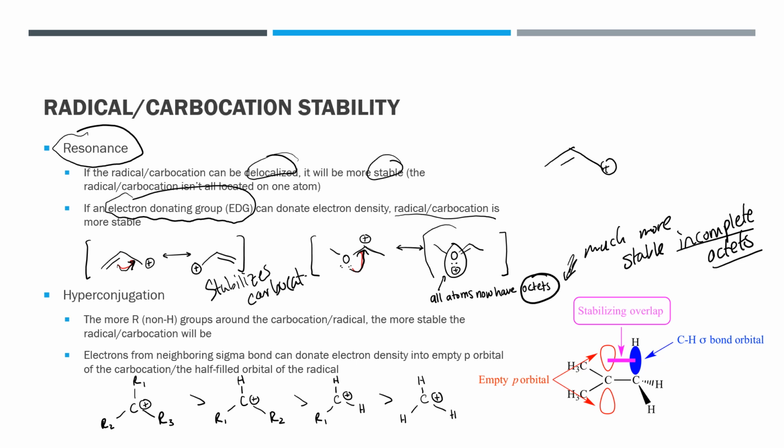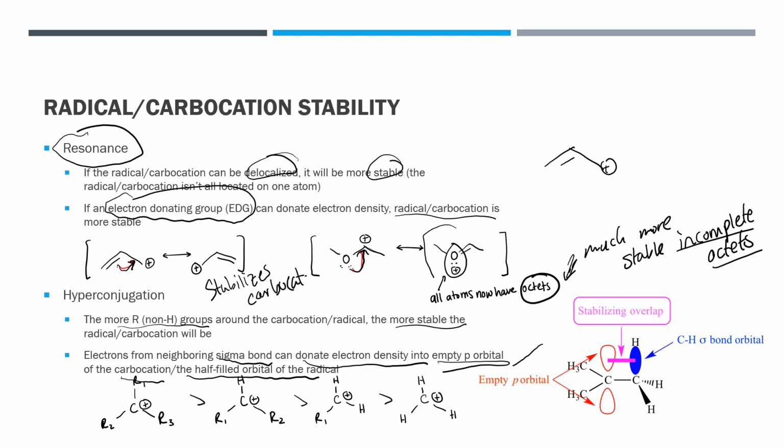Electrons from neighboring sigma bonds can donate electron density. So let me just underline the important parts. The more R groups and electrons from neighboring sigma bonds can donate electron density into the empty p orbital of the carbocation or the half-filled orbital of the radical.